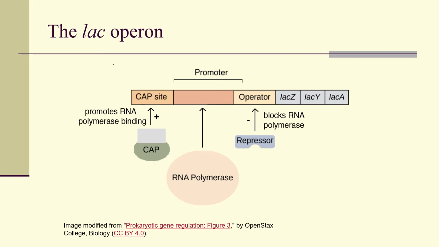This figure shows the arrangement of the lac operon. The promoter region is where the RNA polymerase binds. The promoter region overlaps with the operator region. The operator region is where the repressor binds. So when the repressor is bound to the operator, RNA polymerase cannot bind. And downstream from the operator region, we have the three lac genes: lacZ, lacY, and lacA. And upstream from the promoter region, there is CAP site. I will explain more about the CAP later.